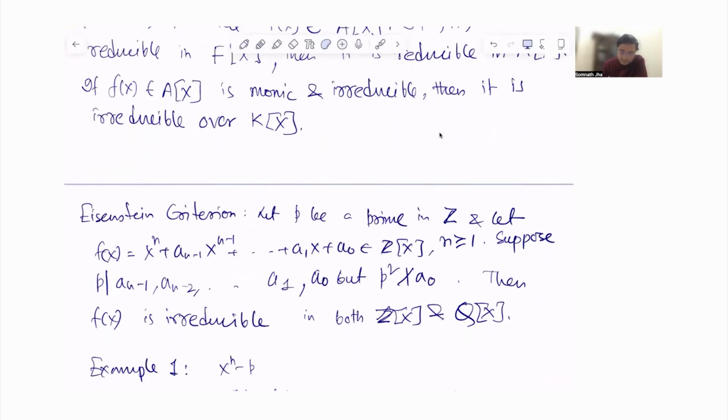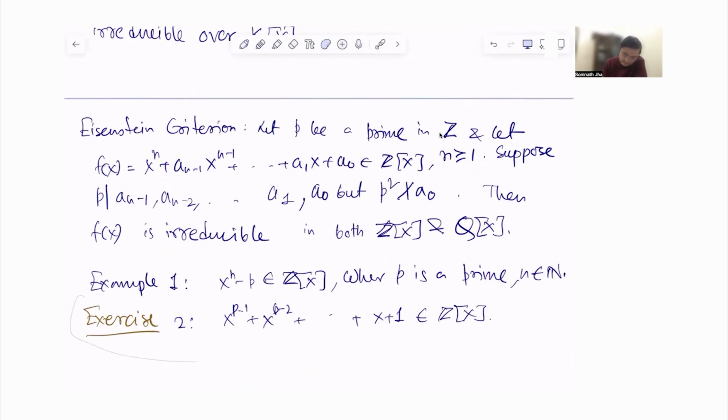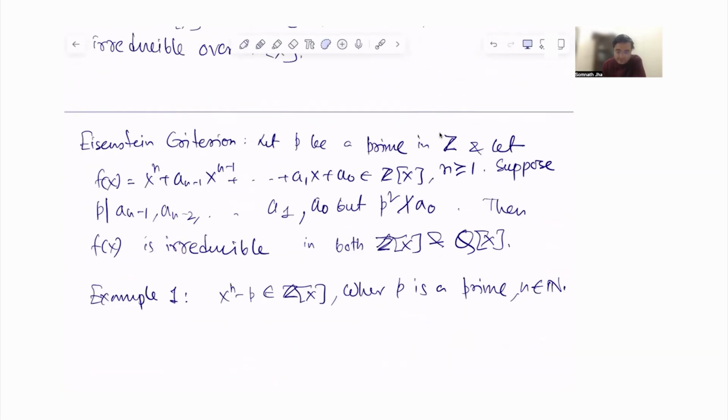We'll give a proof, but you look at examples. For example, x to the power n minus p belongs to Z[x], where p is a prime. So for example, you can take x to the power n minus p, for any n. Then this criterion is satisfied. Let's say I give you x to the power 100 minus 7. Then 7 divides the constant term, and all the other terms are zeros, in particular divisible by 7.